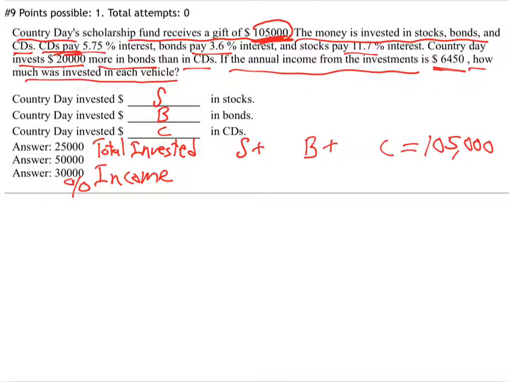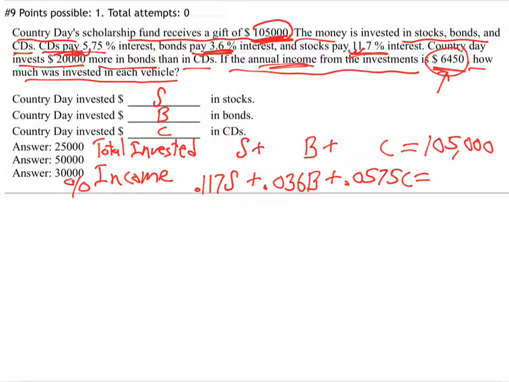So, move the decimal back 2 places: 0.0575C. And the bonds pay 3.6%, move the decimal back 2 places, 0.036B. And the stocks pay 11.7%. Move the decimal back 2 places to turn it into a decimal, 0.117S. And that total income must be right there, that's the annual income, $6,450. So there's 2 of the equations.